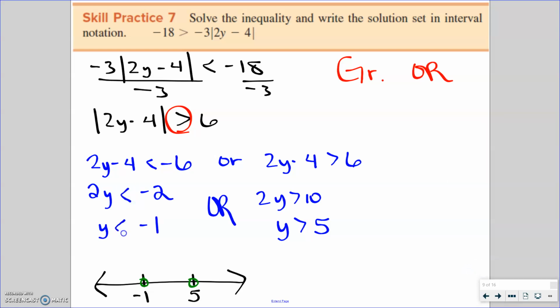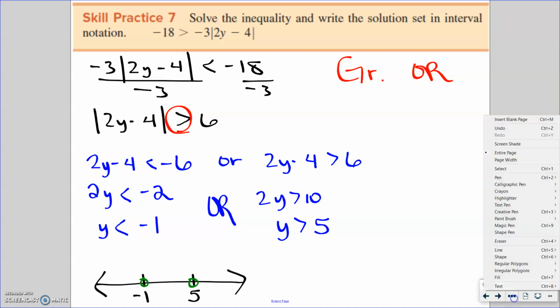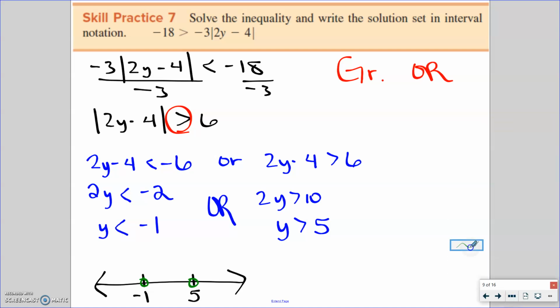These are less thans. Whew, okay, so y is less than -1. So open dot on -1, shade to the left. Or greater than 5, so open dot on 5, shade to the right. And it looks like ORs because they're going different directions.